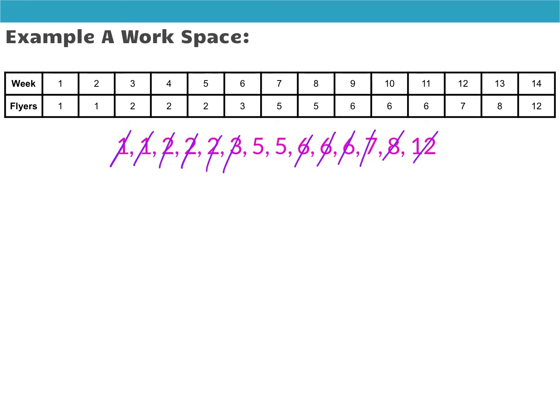So we're going to add our 5s together. 5 plus 5 is 10. 10 divided by 2 is 5, so our median number is going to be 5. So that's good to know. We're going to go ahead and use that for our box plot.